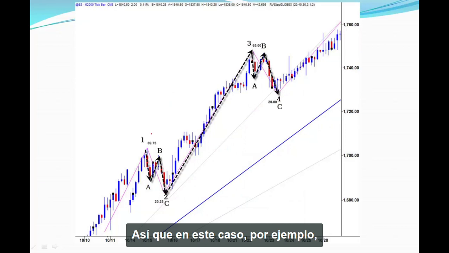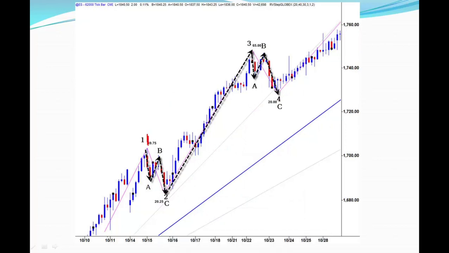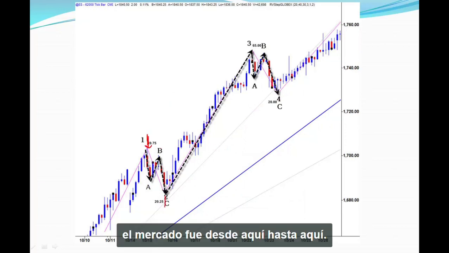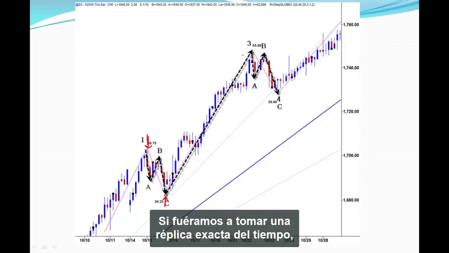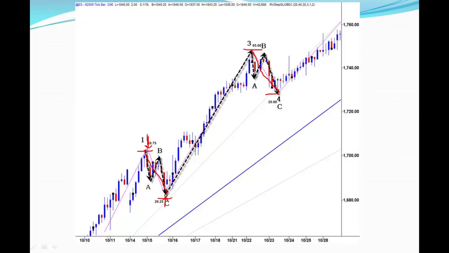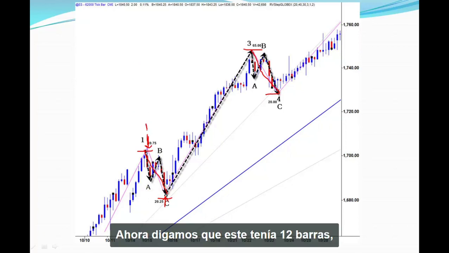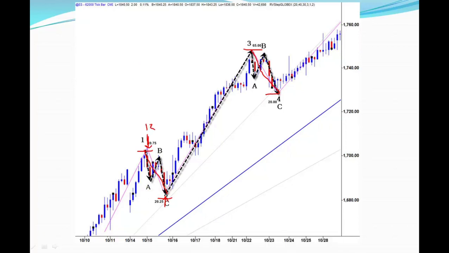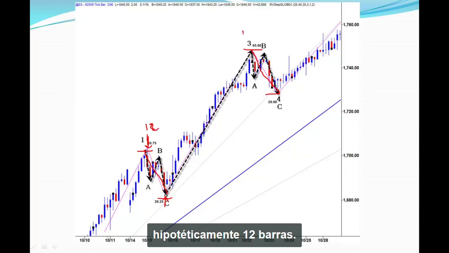So in this case, for instance, the market went here to here. If we were to take an exact replica of time, you will see that this time and this time pretty much matched up. A lot of times you'll get from the swings 100% of time should match up. Now let's just say this was 12 bars, hypothetically 12 bars, and this went 12 bars and it was here and it was still correcting, and then it went 20 bars.